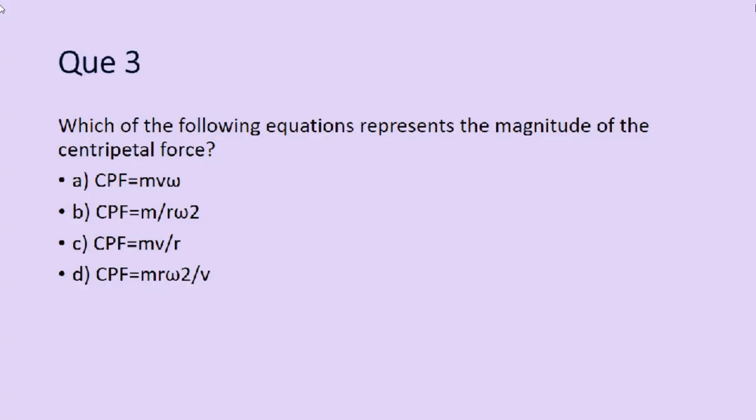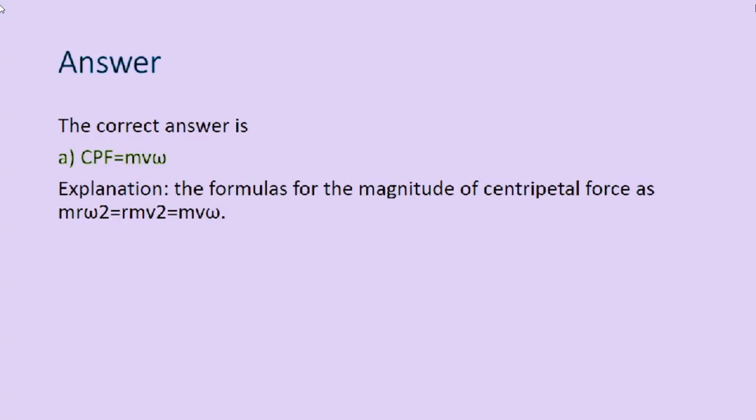Question number 3. Which of the following equations represents the magnitude of centripetal force? Option A, centripetal force is equal to mv omega. Second option, CPF is equal to m upon r omega square. C, CPF is equal to mv upon r. Or the last option, CPF is equal to mr omega square upon v. And the correct answer is option A, centripetal force is equal to mv omega. Explanation: the text provides the formula for the magnitude of the centripetal force. mr omega square is equal to mv square upon r, which is equal to mv omega.